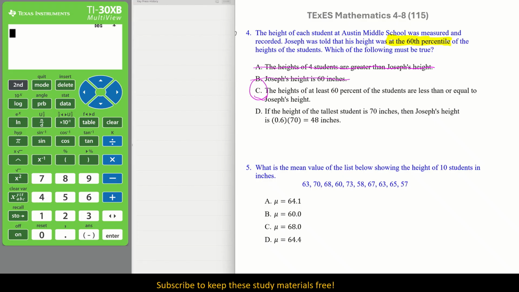Now, D, if the height of the tallest student is 70 inches, then Joseph's height is 0.6 times 70, which equals 48 inches. Well, okay, fine. But we're not talking about his actual height in this situation. We're talking about his placement amongst the students, like ranking where he is. So D would not match what the question is really stating. All right, let's go down to the next two.